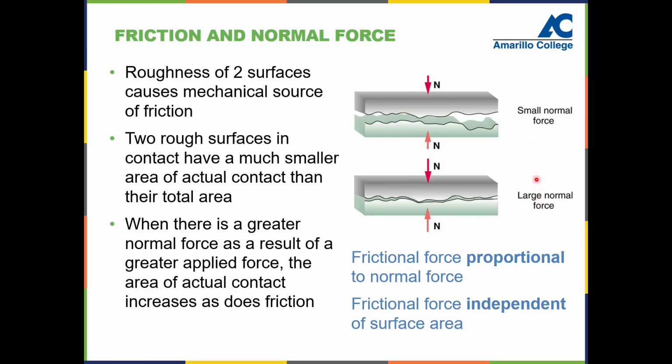So what we have here shown in these two diagrams is some examples of what happens when we have a small normal force versus a large normal force. And there's something I want to talk about here because this is kind of counterintuitive when you're talking about friction. You would think that friction would depend on the surface area of the two surfaces in contact.